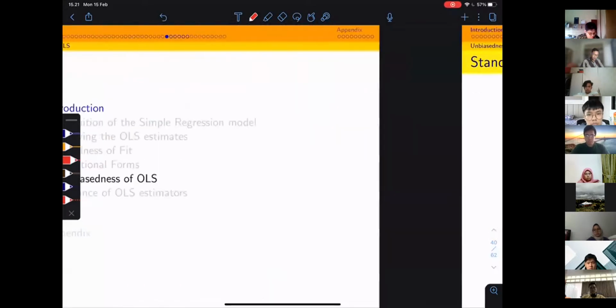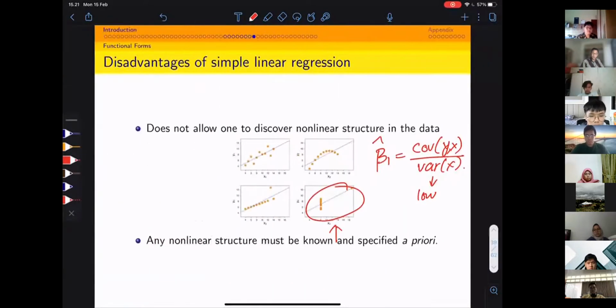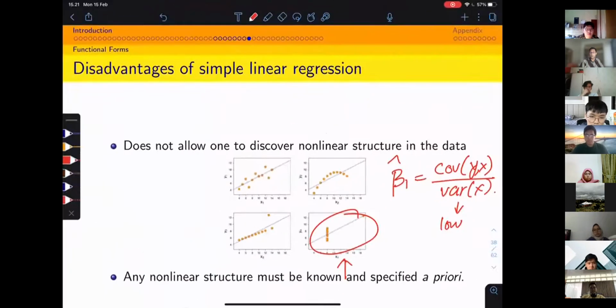Now, going back to this particular example, this is a case where the value of x doesn't really vary, and if the value of x doesn't really vary, then we're going to get an issue in the estimation of beta 1 hat.